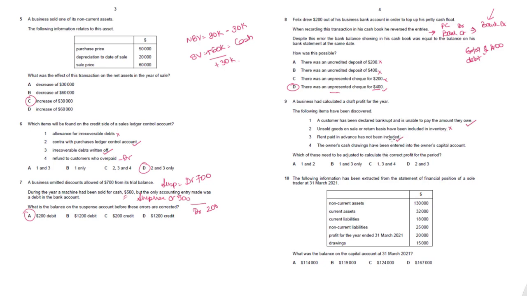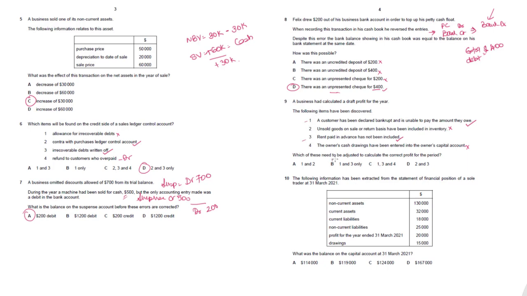So this will be adjusted. And the owner's cash drawings have been entered into the owner's capital account. This does not have an effect on the income statement profit. So this will not be adjusted. So 1 and 3 are the statements or the transactions that will be adjusted.